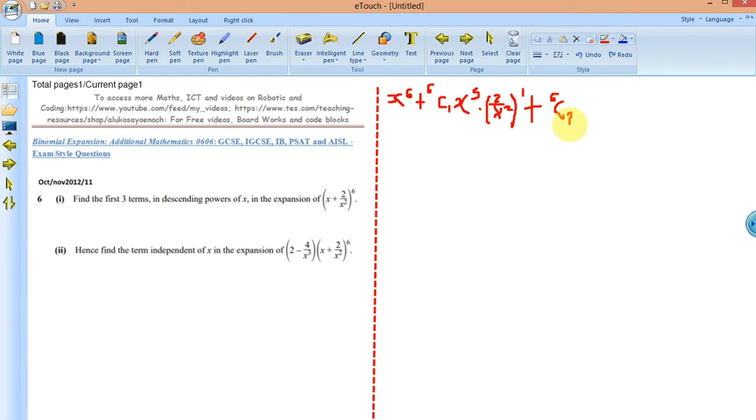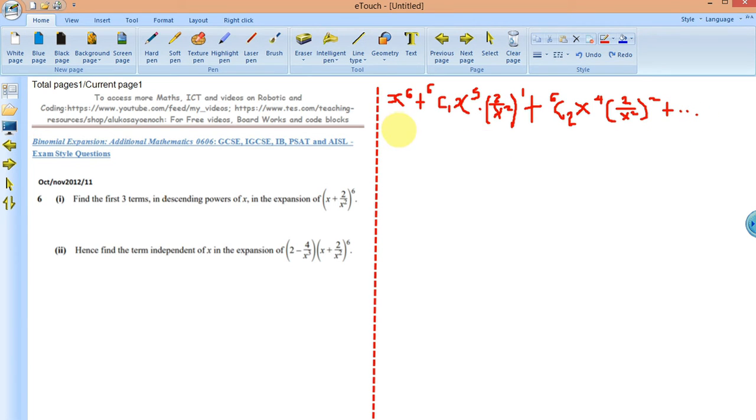Then x goes to 4. This is the first three terms, so this is the first term, second term, and this is the third one, so I'm going to stop here. Raised to power 4, then I have 2 over x squared, all squared. But I want the first three terms, so I think I'm good. Dot dot dot, so you can continue like that.